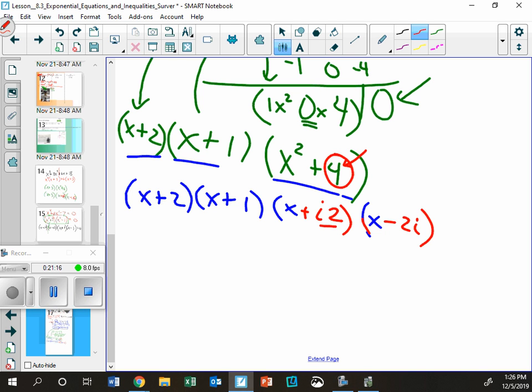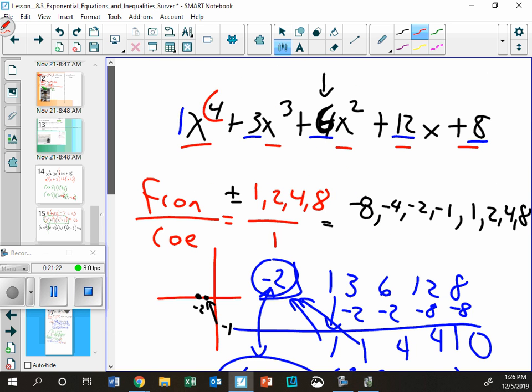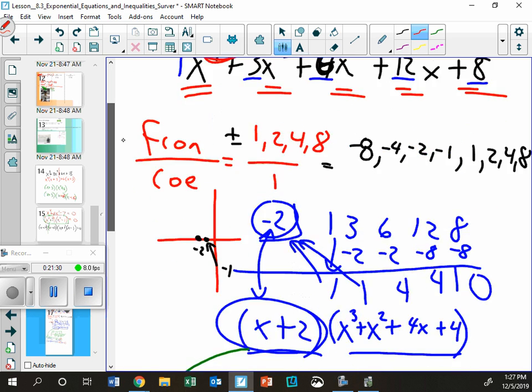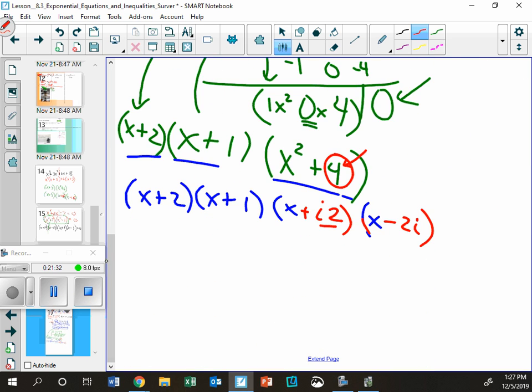Okay, there's 4 roots. Were there supposed to be 4 roots? Yeah, look at the original problem. It's got a power of 4. That means 4th degree. And it's got 1, 2, 3, 4, 5 terms, so we couldn't do factor by grouping. A 4th degree polynomial has 1, 2, 3, 4 roots.